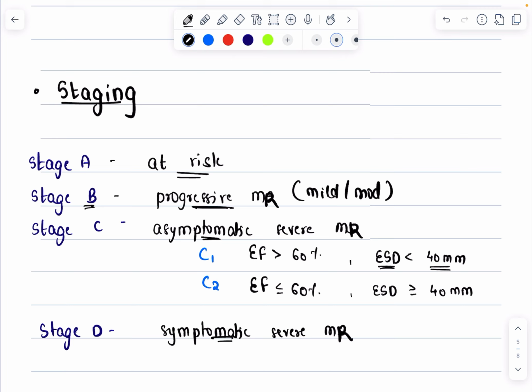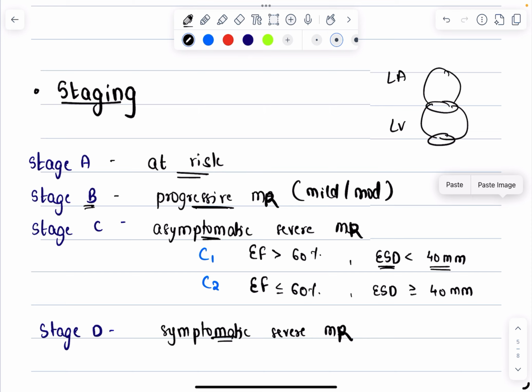So in mitral regurgitation, you cannot rely on ejection fraction as the marker of contraction of the ventricle, because in regurgitant lesions, suppose this is the left ventricle and this is the left atrium, during contraction the blood goes into the left atrium as well as into the aorta, right? So after the contraction, how much blood remains in the left ventricle serves as a better marker of the contraction of the ventricle.